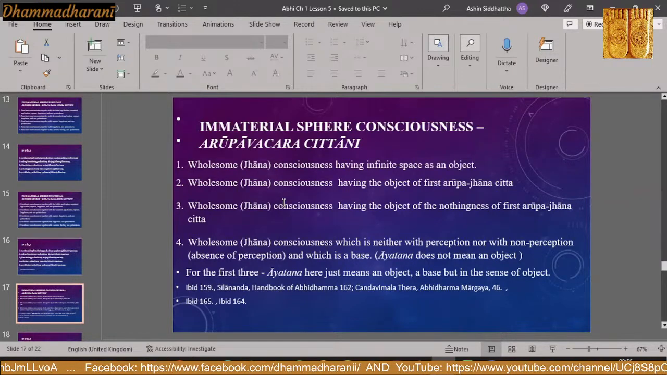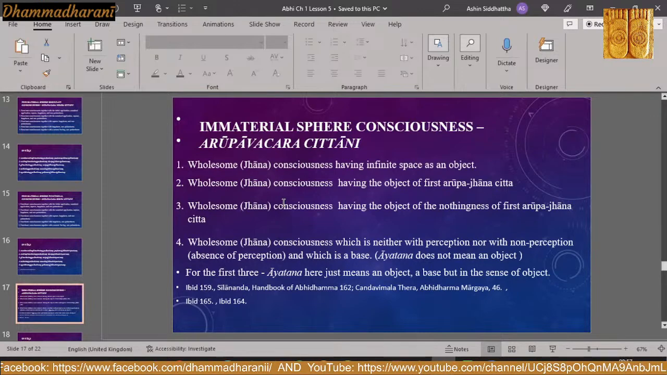Now his object is infinite space. That's why we call it infinite space, or Akasa. Here also I would like to translate the jhana cittas in a simple way, according to Chandimala Mahathera and Seado. They have translated it as the wholesome Arūpāvacara jhana consciousness having the infinite space as an object.